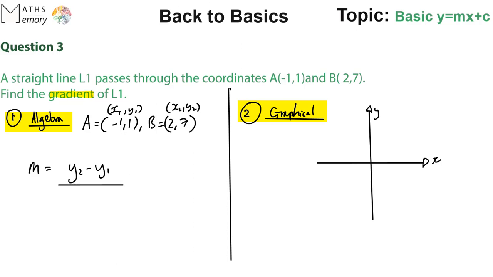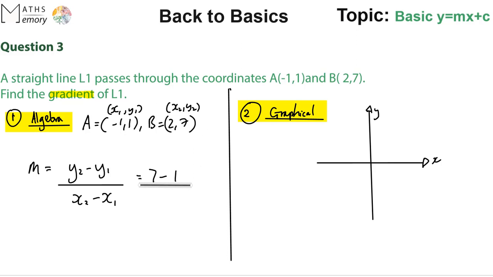This is fundamental to your understanding of this topic. It's the change in y over the change in x. Let's simply plug these in. Okay, so we've got y2, which is 7, y1, which is 1. The whole thing now over the change in x.